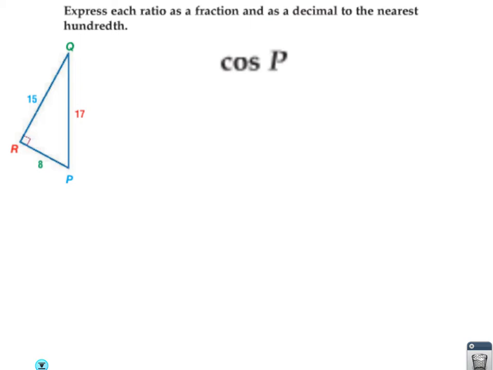Another one? The cosine of P. Hunter, again, find angle P. And look in your notes, Hunter. Cosine is the ratio of what to what? Adjacent to hypotenuse. And what's the adjacent side? If we find angle P, what side is adjacent to P? 8. And what is your hypotenuse? 17. So the cosine of P is 8 over 17. Any questions? Pretty easy, right?